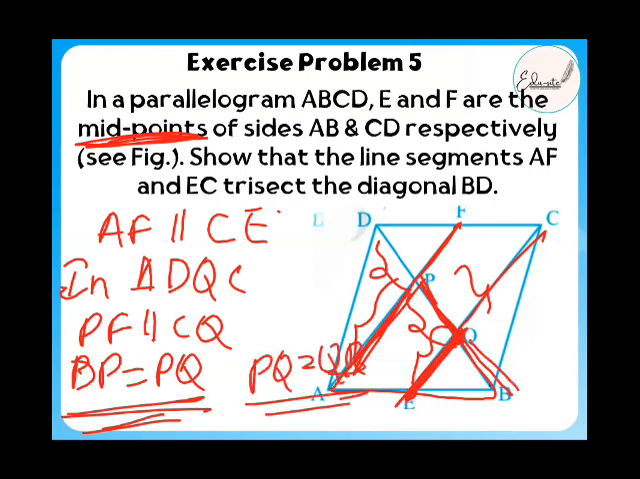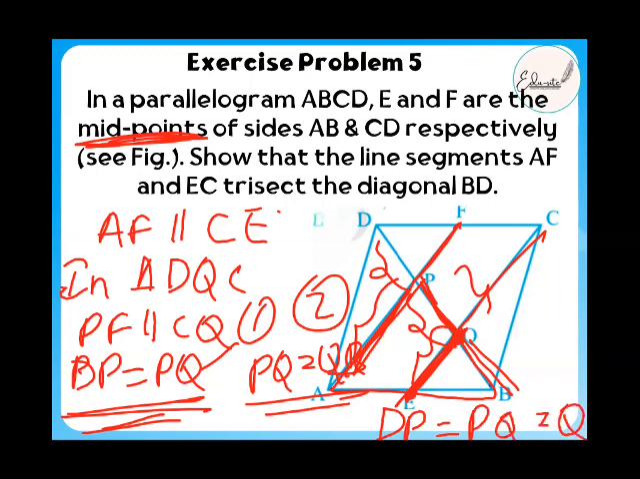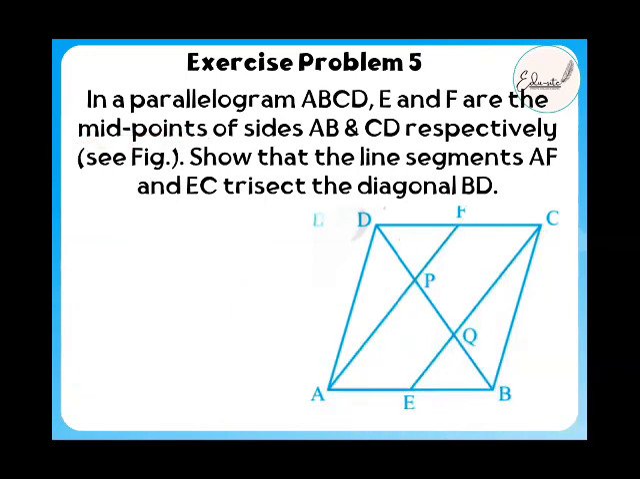So from these two equations, beta, what we can consider is DP is equal to PQ, which is equal to QB. That's all. DP is equal to PQ, which is equal to QB. Understood? You just had to apply the midpoint theorem.